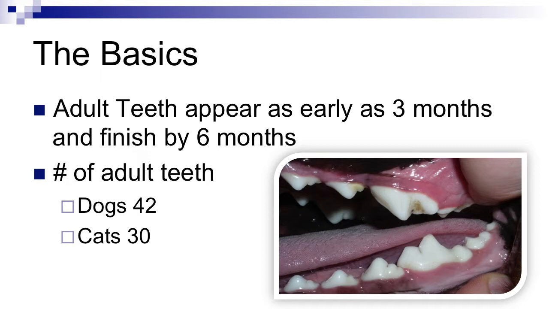Just like us, dogs and cats have 2 sets of teeth that they'll have during their life. Those baby teeth, those primary teeth, will finish falling out by 6 months of age, and the adult teeth will be grown in by 6 months of age. Dogs are going to have 42 teeth, a full set of teeth, and cats are going to have 30.